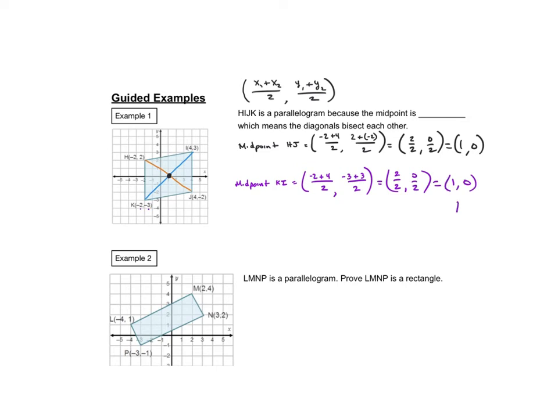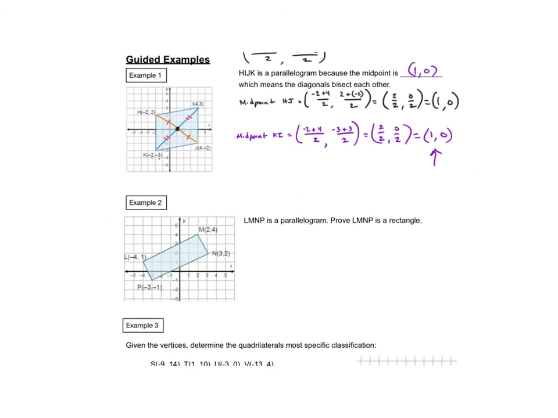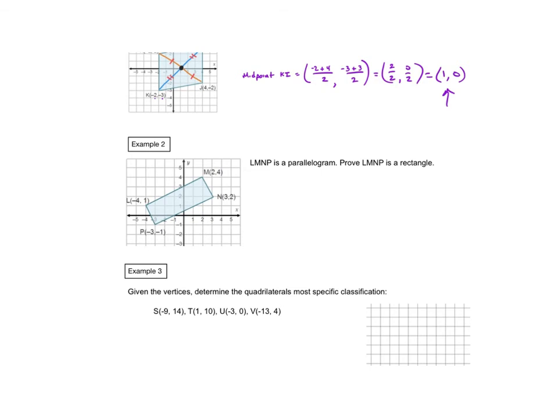So my midpoints of those two are the same coordinate, so they do intersect each other. The midpoint is (1, 0), which means that the diagonals bisect each other. And we find that this segment is equal to this segment is equal to that segment. So there you go. We were able to find out that they do, in fact, bisect each other. Looking here at example number 2, it states LMNP is a parallelogram. Prove that it is a rectangle.